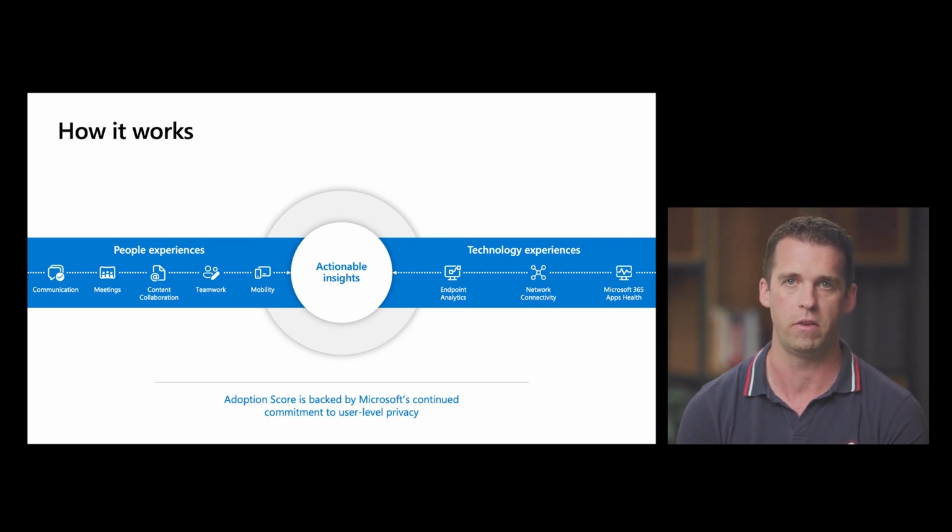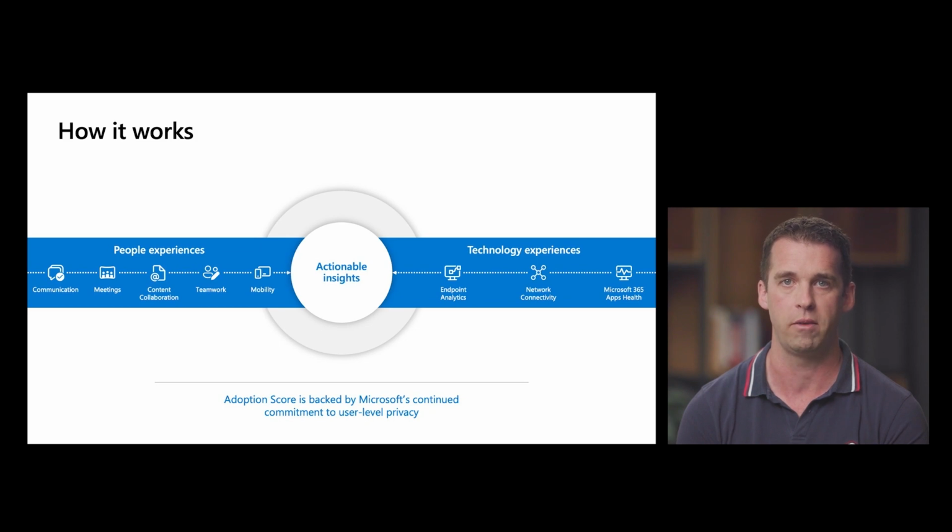We measure this across 5 people experience categories: communication, meetings, content collaboration, teamwork, and mobility. The Technology Experiences section allows IT admins to gain further insights into technology areas that can influence your people experiences. Factors such as endpoint boot times, network throughput and latency, and Microsoft 365 app servicing contribute to varying degrees to people's technology experiences. We measure this across 3 categories: endpoint analytics, network connectivity, and Microsoft 365 apps health.